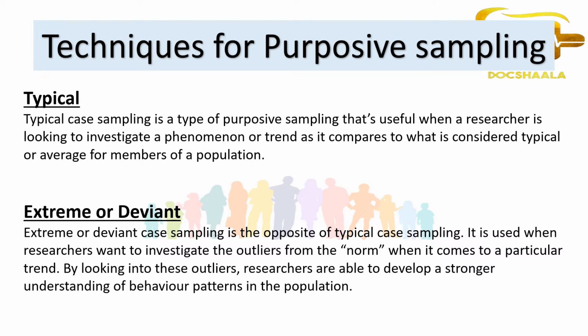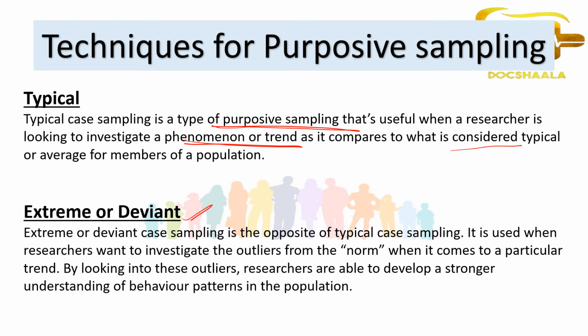The typical technique: typical case sampling is a type of purposive sampling that's useful when a researcher is looking to investigate a phenomenon or trend as it compares to what is considered typical or average for members of a population. So it is a type of sampling where the researcher is looking to investigate a phenomenon or trend, when we are trying to investigate that to compare with what is considered a traditional thing. That kind of sampling is known as typical sampling.